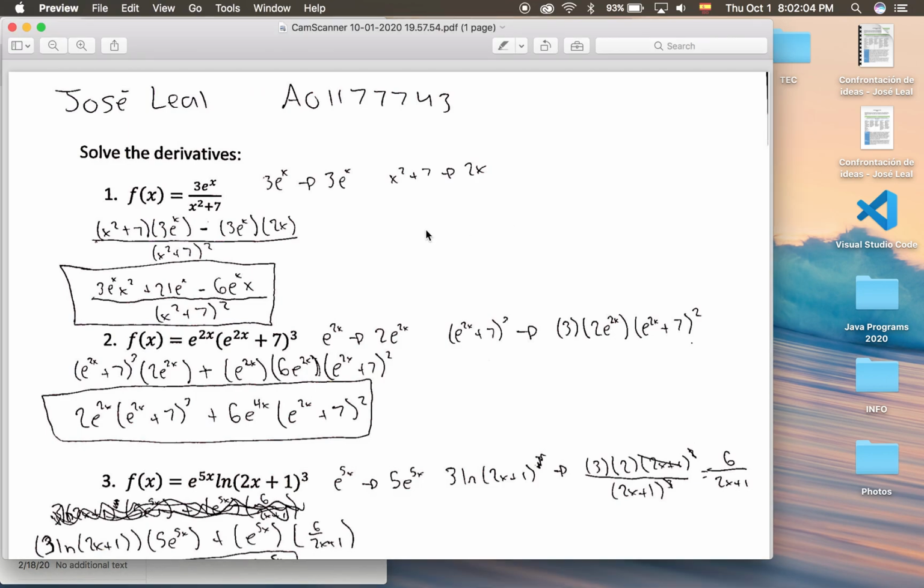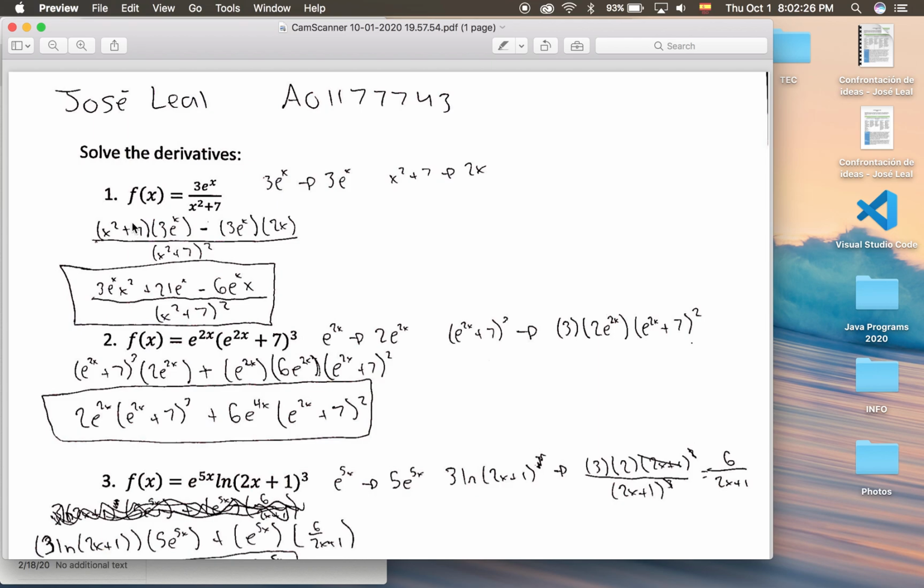In problem number 1 of this activity, I had to do the quotient rule, so I first had to get the derivatives in order to do the quotient rule. I used the exponential rule on this, and it remained the same, and the power rule, it changed into 2x.